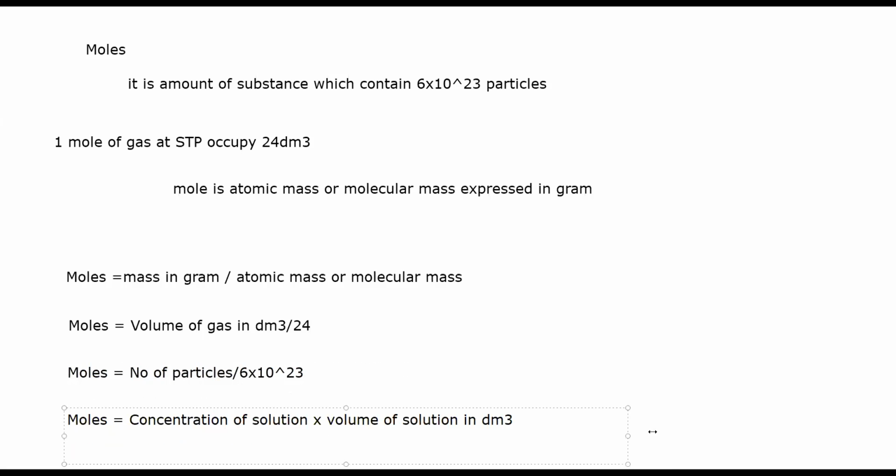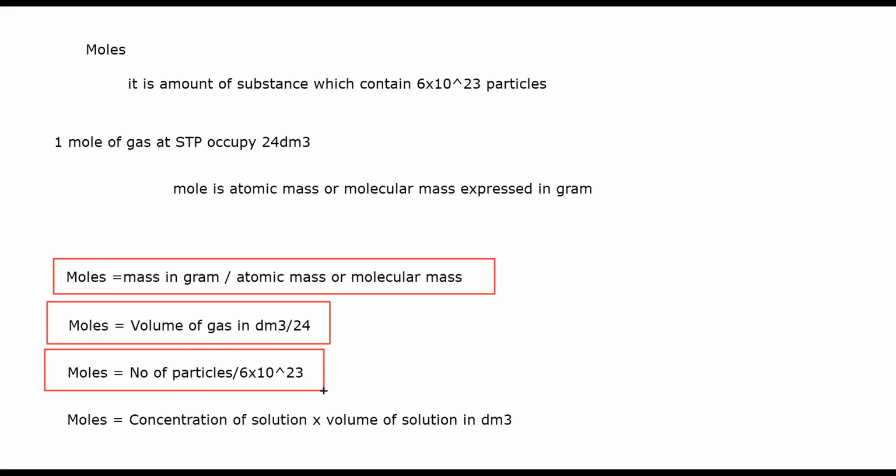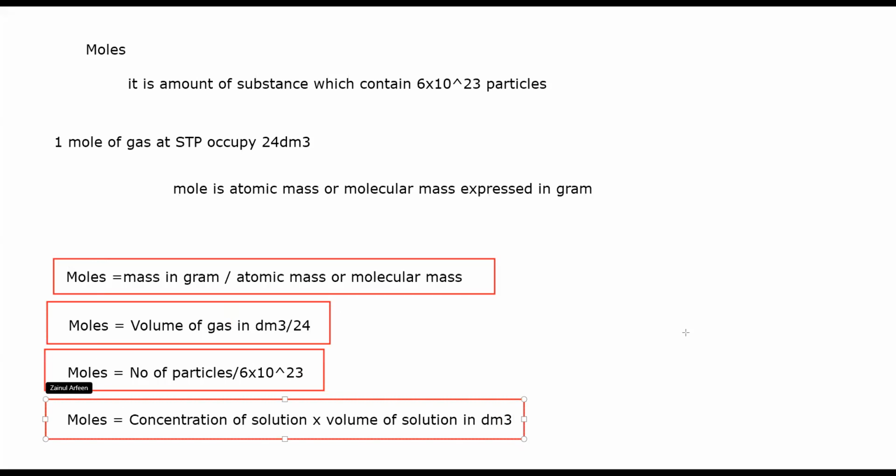So these are the 4 formulas which you have to keep in mind when you are solving a question related to moles. Moles equal mass in gram divided by atomic mass or molecular mass. Moles equal volume of a gas in dm cube divided by 24. Moles equal number of particles divided by 6 exponent 23, Avogadro's number, or moles equal concentration of the solution multiplied by volume of solution in dm cube. Copy these formulas. I will give you an example of each formula so you will understand how you can find the moles.